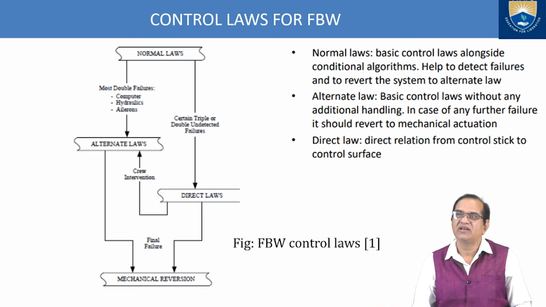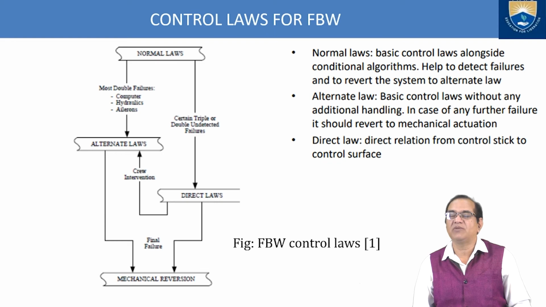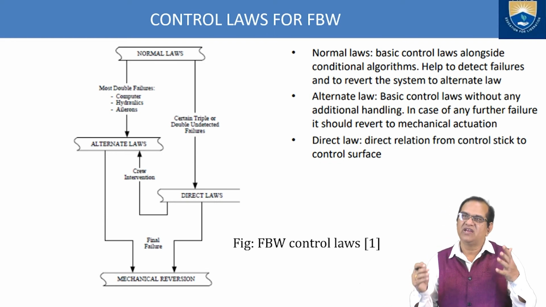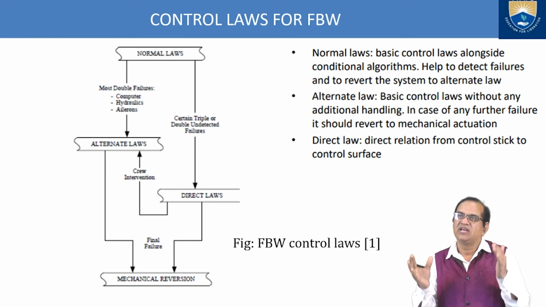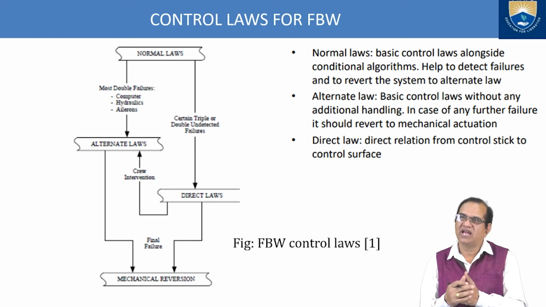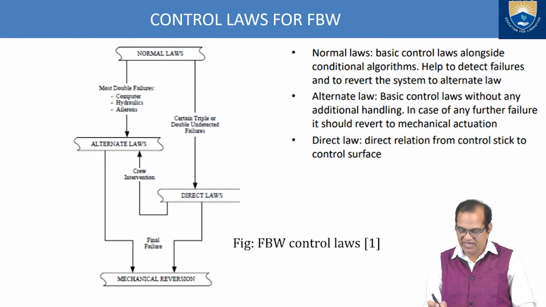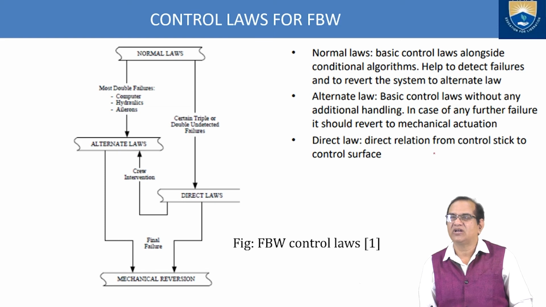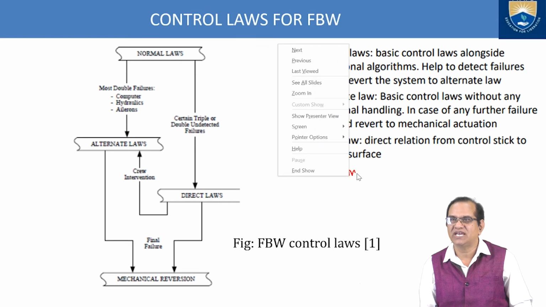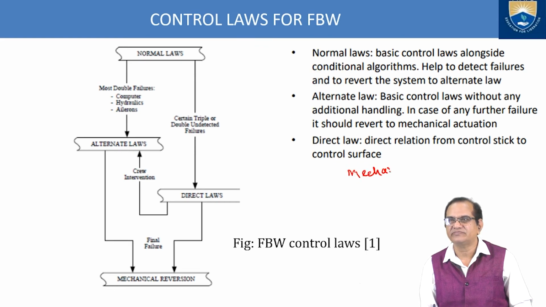So what is alternate law? Basic control laws without any additional handling. In case of any further failure, it should revert to the mechanical actuation. So first, if the hydraulic or electrical fails, the alternate law will take over, and if it fails again, it will hand over to the mechanical actuation. Then it is called the direct law: direct relation from the control stick to the control surfaces, or you can say it is a mechanical actuation. So these three laws are there.